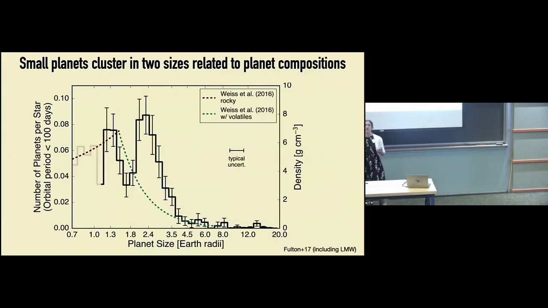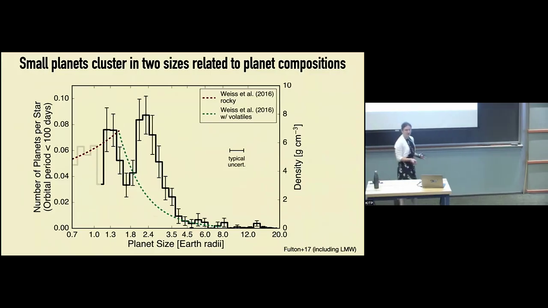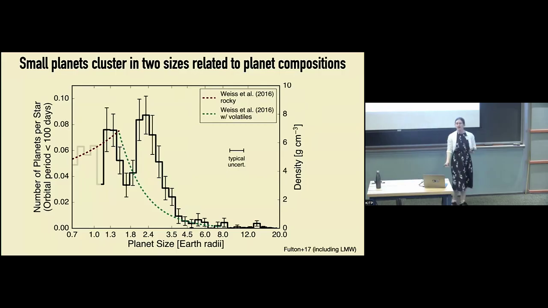A few years after we made this discovery, some of my colleagues and I found some nice evidence confirming it, which is that small planets cluster in two sizes that are related to planet compositions. Some of you have heard of this as the planet radius valley at 1.8 Earth radii. And what I like to point out is that that lines up with this peak in the density radius diagram. And this alignment is actually how we determined that the left peak, the small planets, are probably the rocky ones, and that the planets in the right peak are gas enveloped.